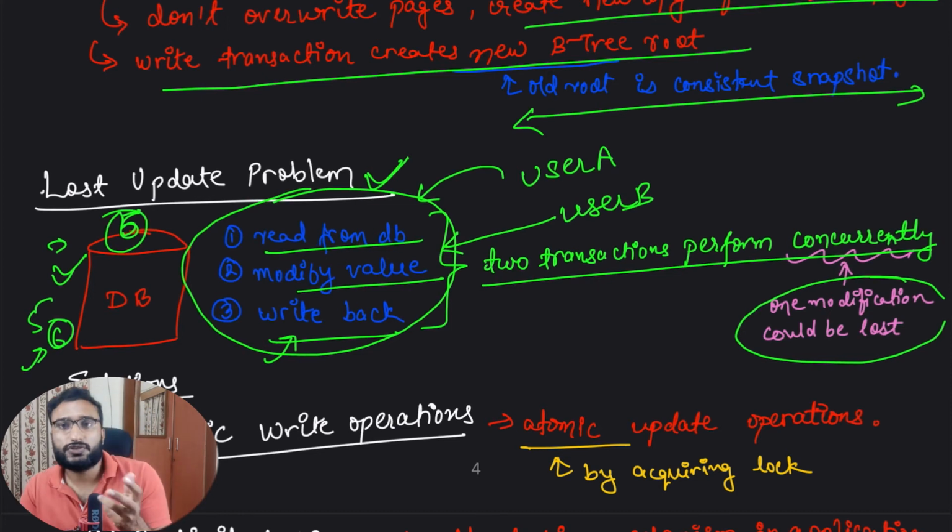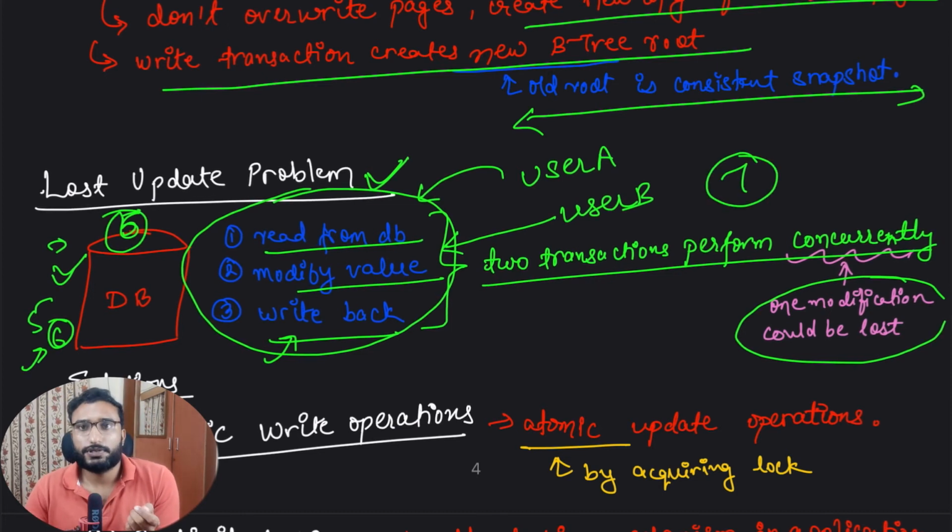So the value actually should have been 7, because there are two write operations on the counter object we are maintaining, but actually only one write happened. This is the lost update problem, कि जो update होनी चाहिए थी वो lost हो गई, गायब हो गई, वो ऑब्जेक्ट की वैल्यू.